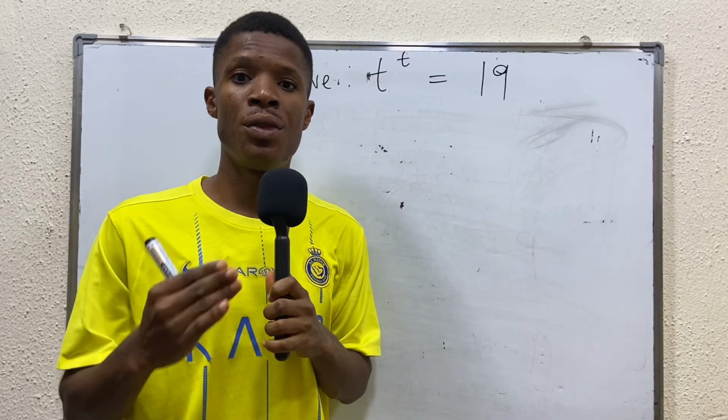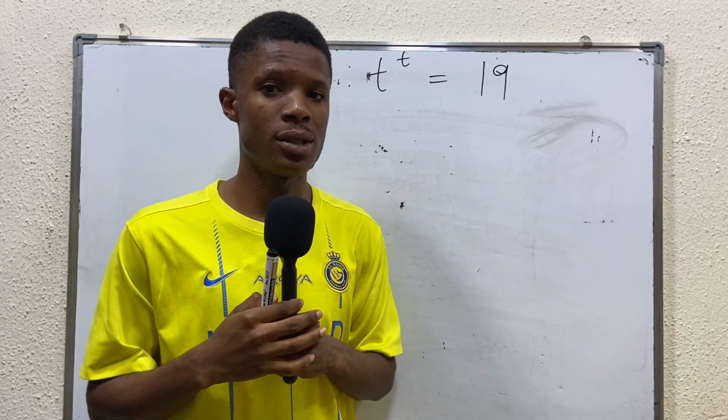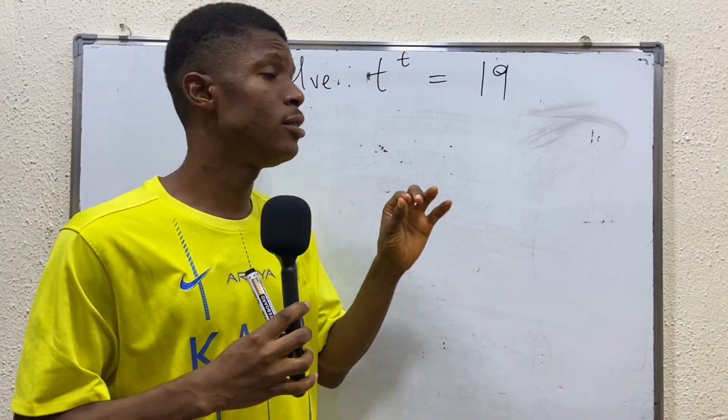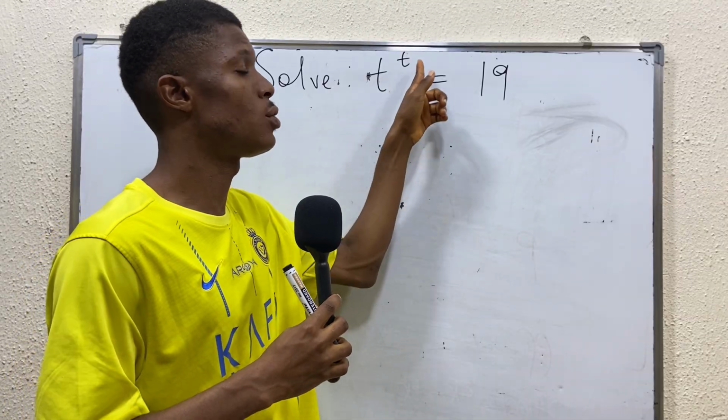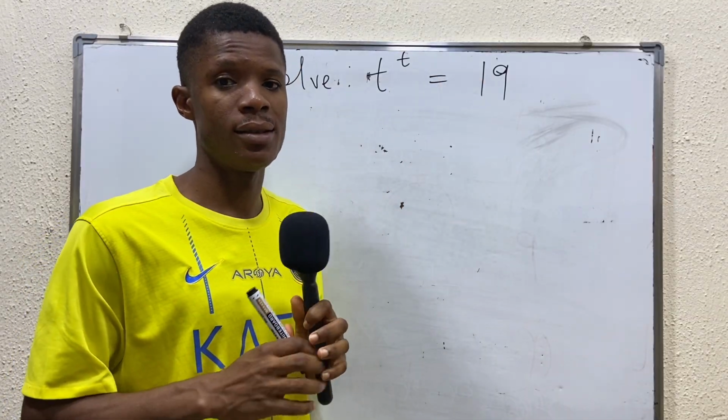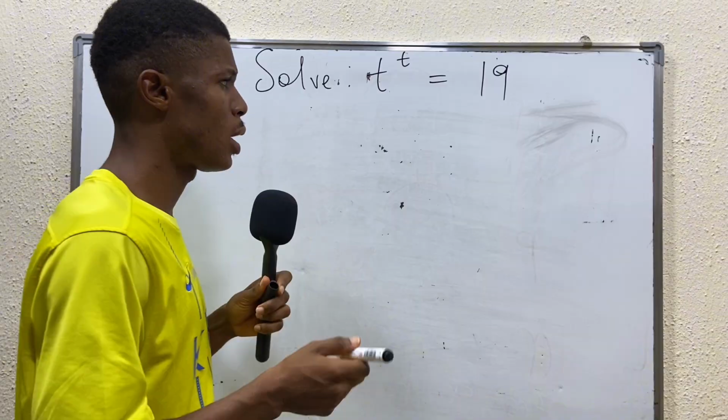Can you solve this math problem in under 3 seconds? We are trying to find the value of t such that when we raise t to the power of itself, we get 19. So here we are going to do trial and error.